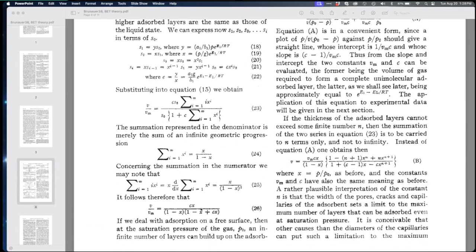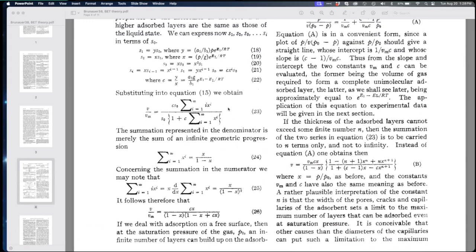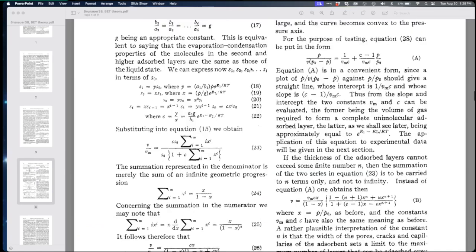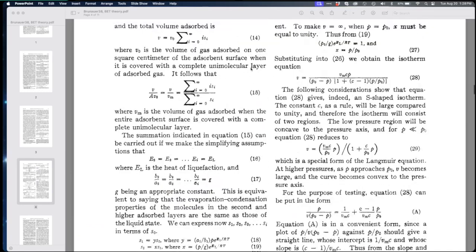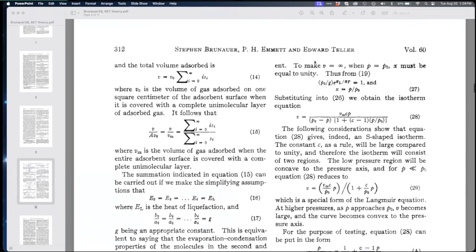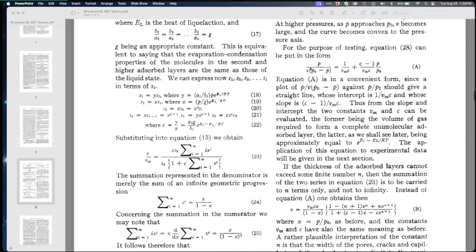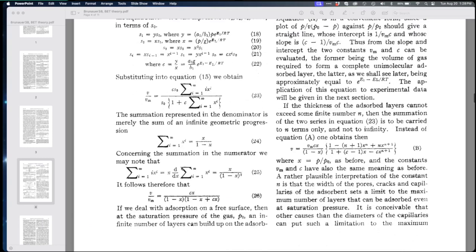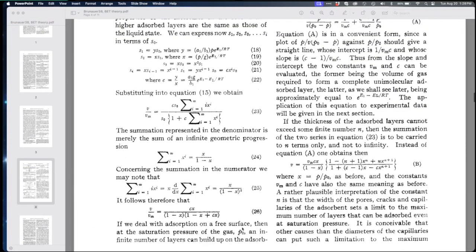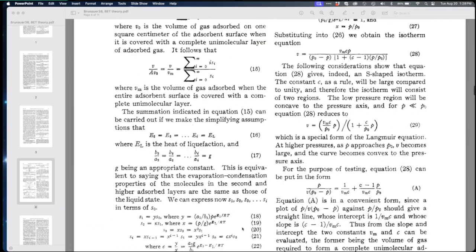X is just a number that represents some of the interactions that were going on that are described in equations 18 to 22 here. So in order to get x into something that means something, there's this idea. Here, let me read the text of this. If we deal with adsorption on a free surface, then at the saturation pressure of the gas, an infinite number of layers can build up on the adsorbent surface.